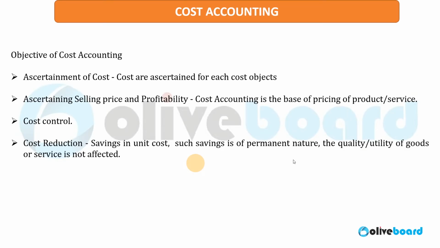Objectives of cost accounting. So now, what would be the first objective? Ascertainment of cost, guys. Why am I doing this? I want to know how much I incurred for manufacturing one. Suppose I'm manufacturing a pencil. Now I should know how much I incurred to manufacture one pencil.